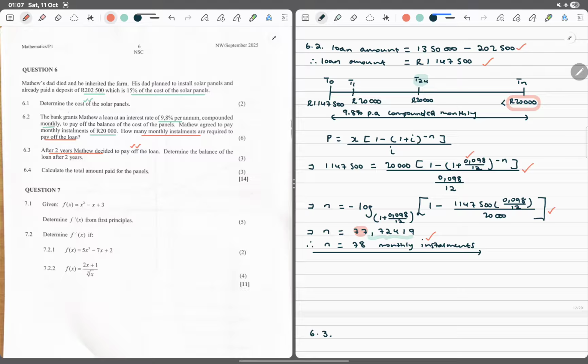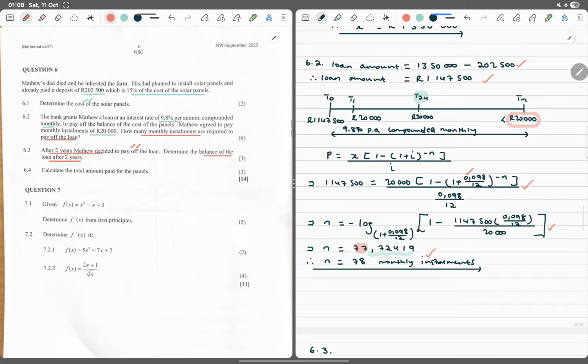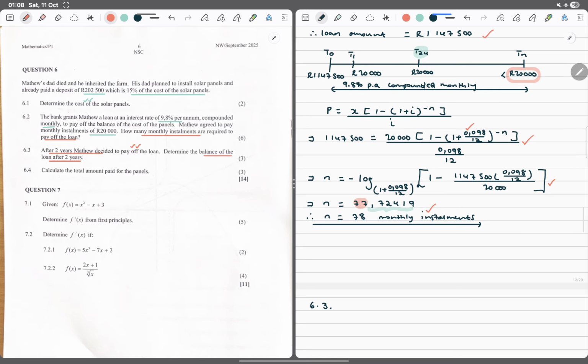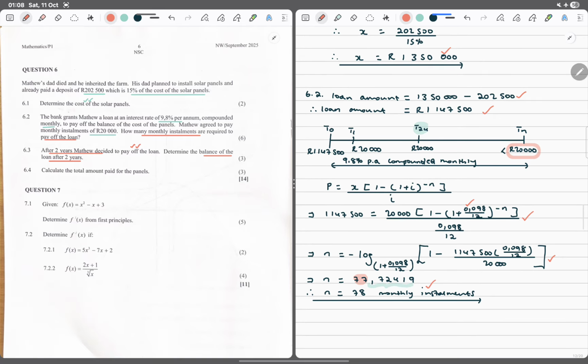It says determine the balance of the loan after 2 years. Okay, that's easy. Remember, the balance is the balance outstanding, guys, on the borrowed amount, basically. That's what we need here. And so this means we need to consider this interval.